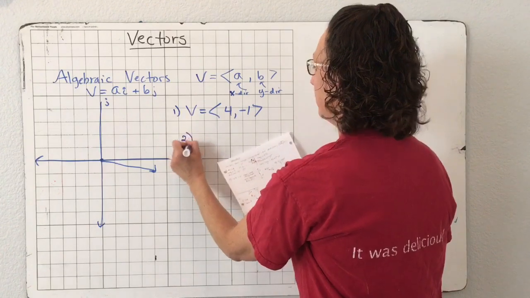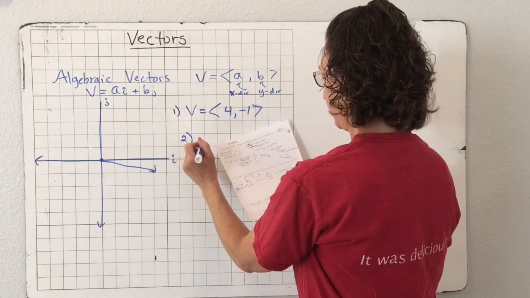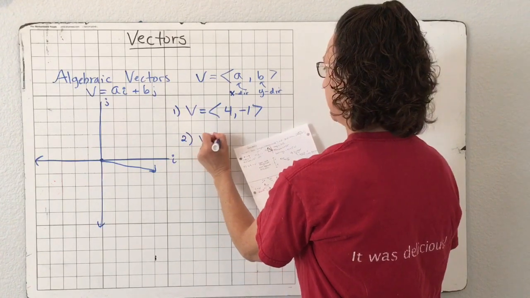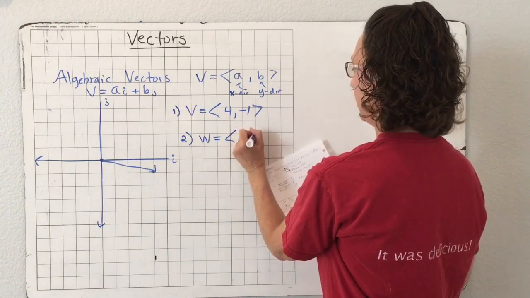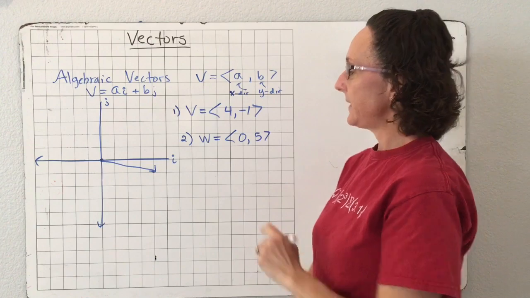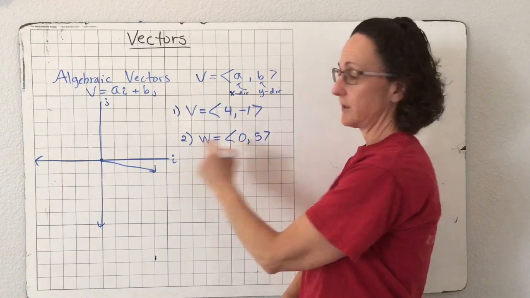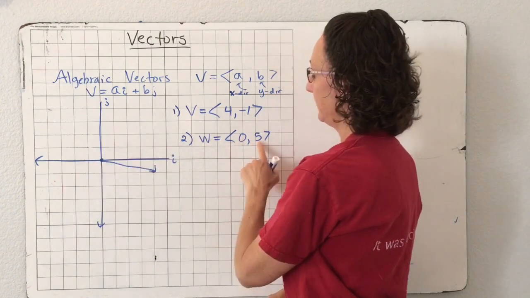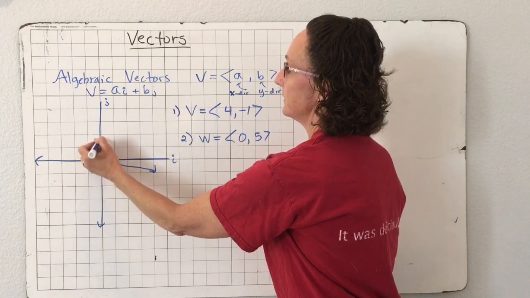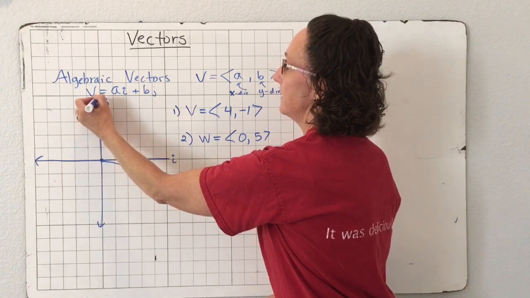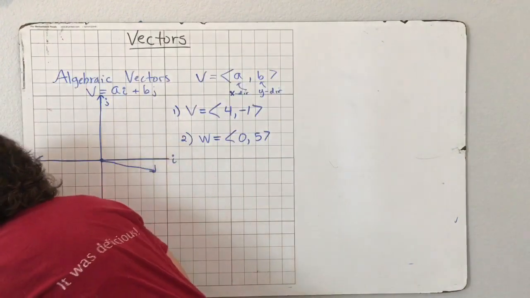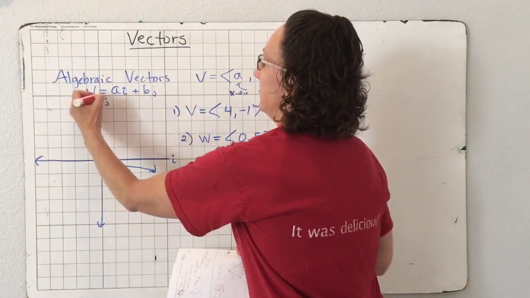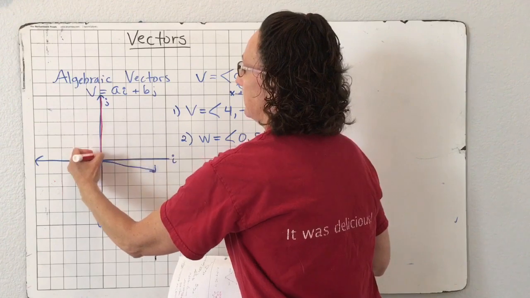All right, let's draw another one on the same grid, okay? If I had w equals 0, comma 5. Okay, that means I go 0 in the x direction, so none this way, but 5 in the y direction, so it's 1, 2, 3, 4, 5. Okay, so my vector, let me draw that in a different color, it's hard to see. So my vector would be here.